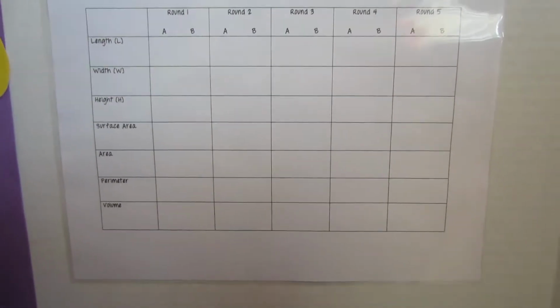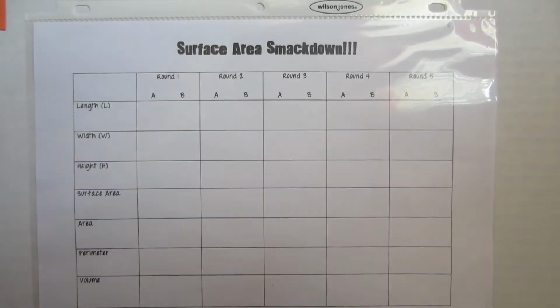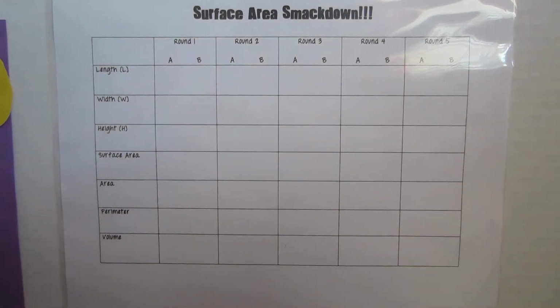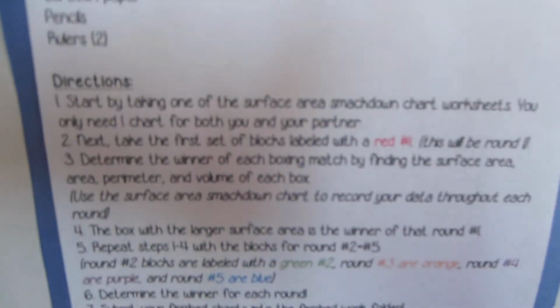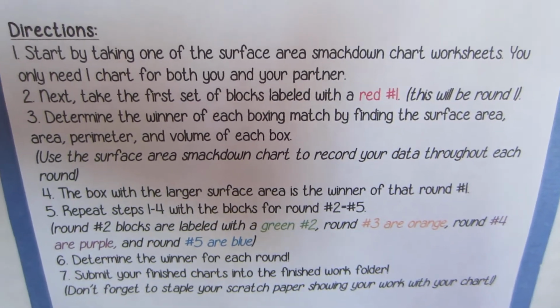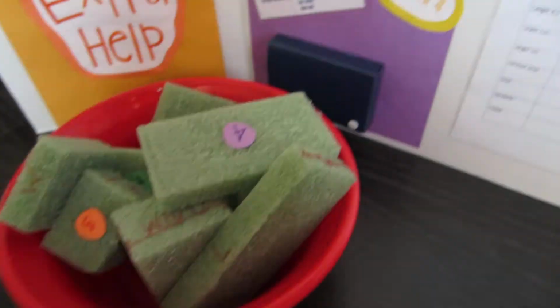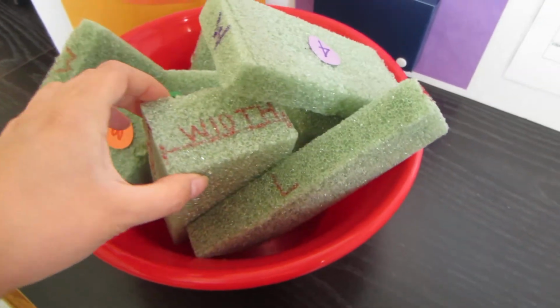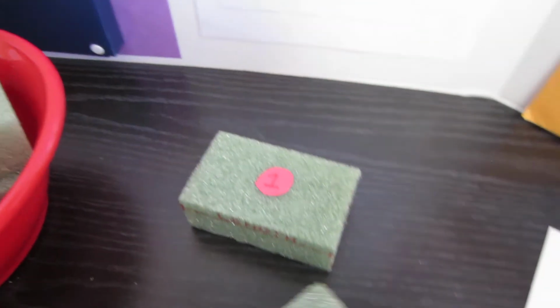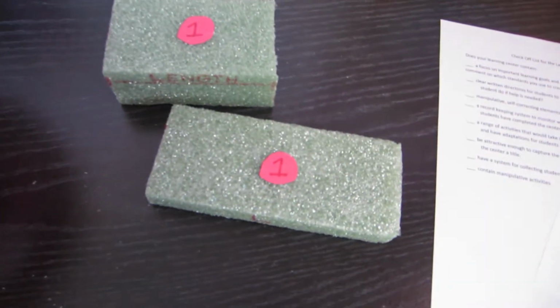So this is the chart that I created for this game so that the students can be recording their data and all of their work while they're at this activity. Next, take the first set of blocks labeled with a red number 1. This will be round 1. So here are the blocks. These blocks are for round number 1.